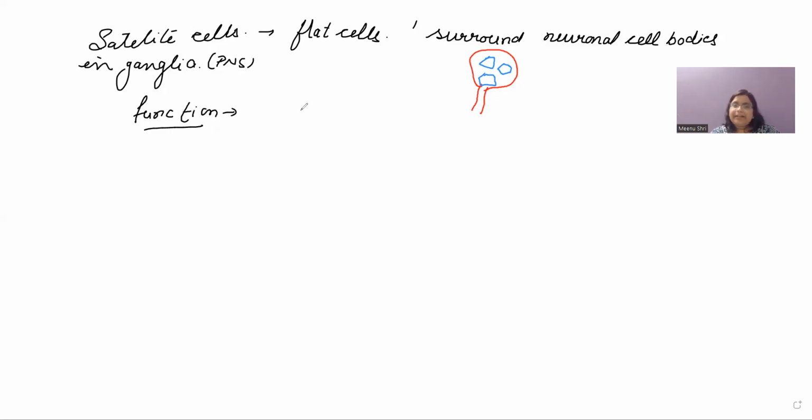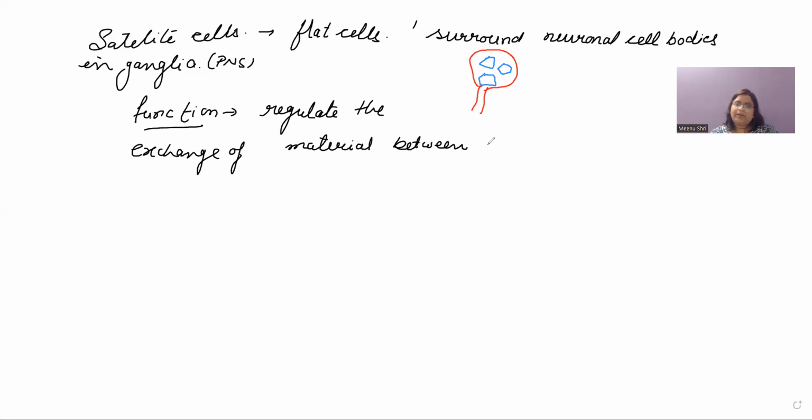The function is that they regulate the exchange of material between the neurons and the interstitial fluid. Interstitial, I have written the wrong spelling. Interstitial, just wait. Interstitial fluid.